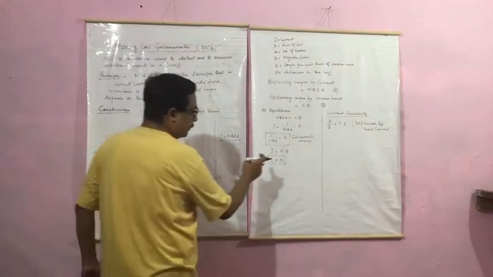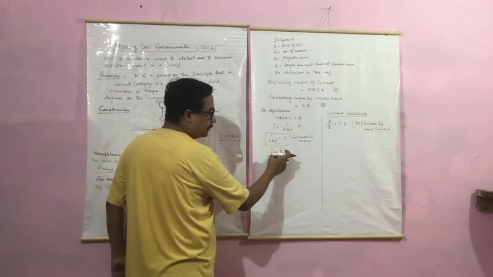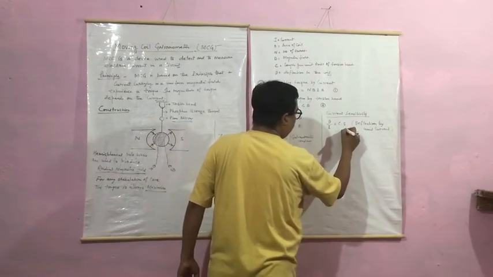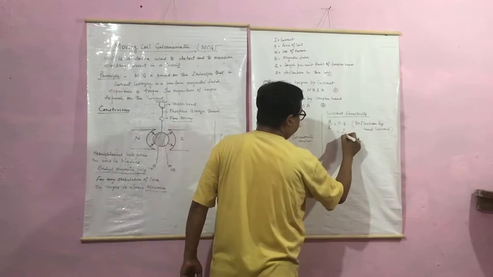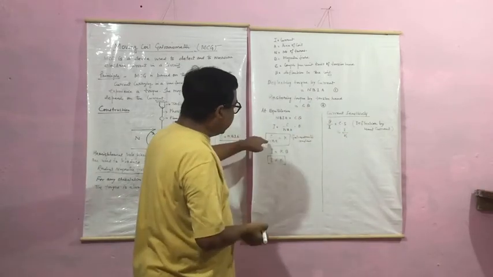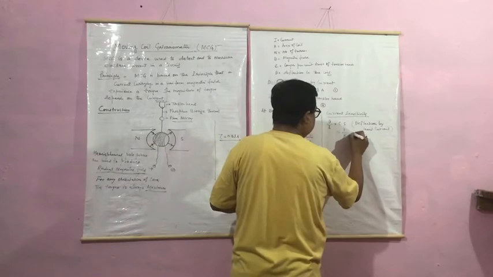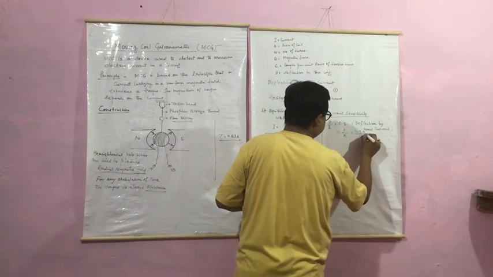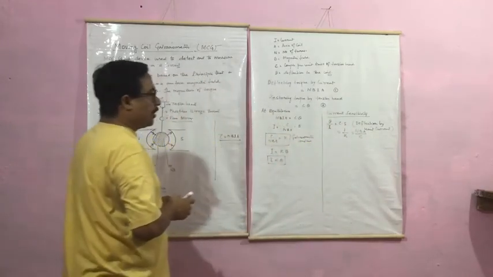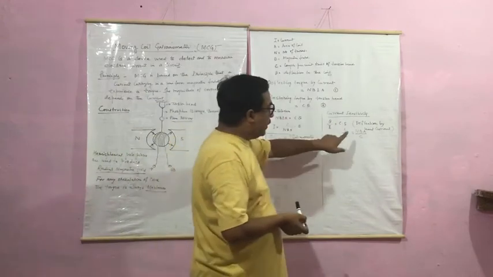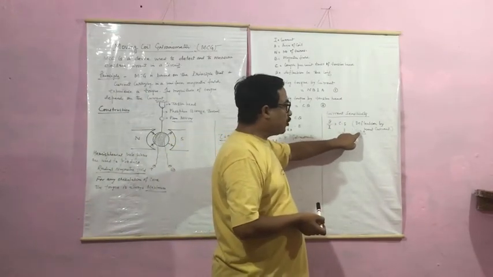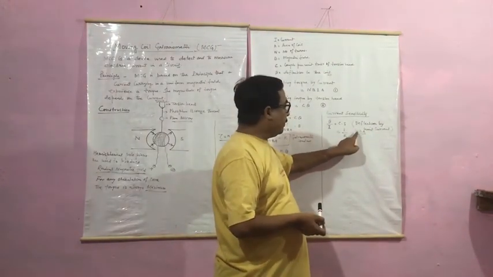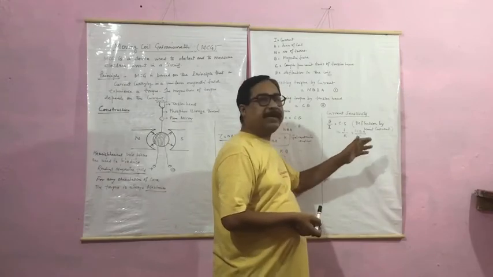Now you see here, theta upon I is 1 by K. And what is K? It is C upon NBA. So here we can write it as NBA upon C. So current sensitivity of galvanometer depends on number of turns, strength of magnetic field, area of the coil, and couple per unit twist. NBA directly proportional and C inversely proportional.